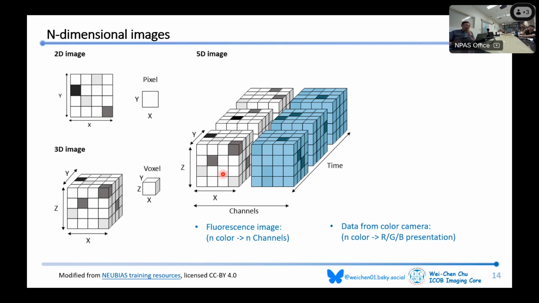So then we can have multiple channel images and multiple time points. This can be 3D plus different channels and different times, so we can have a 5D image like this. If you have multiple channels for fluorescence, usually N colors means you have N channels. But if you take it with a color camera, no matter how many colors are represented, they only have one RGB combination, like one channel.